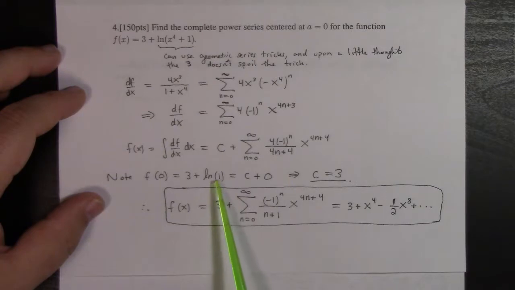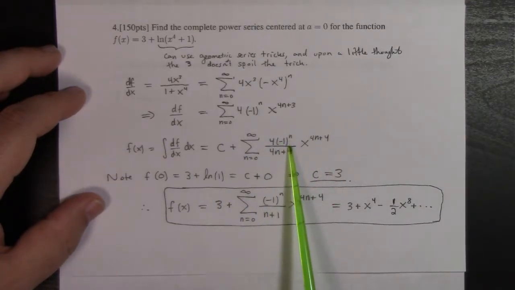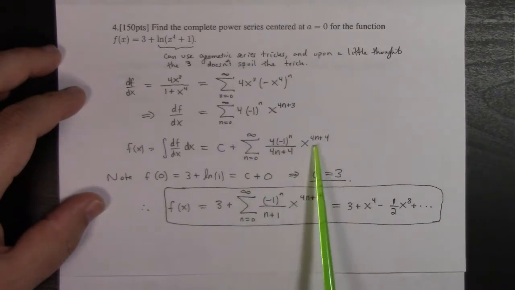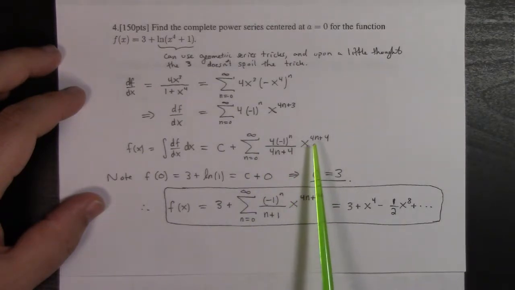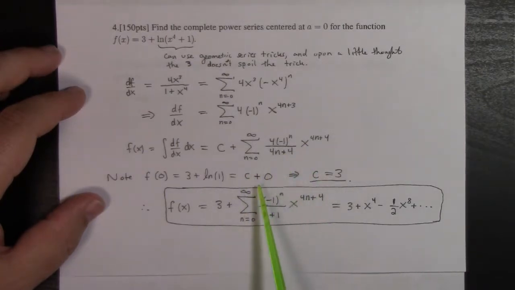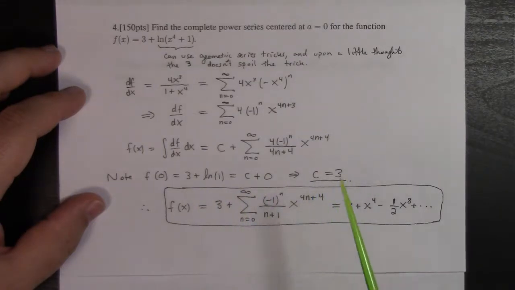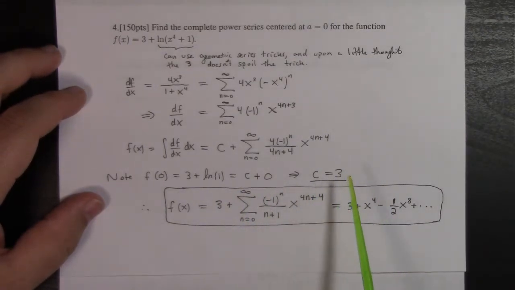I get 3 plus the natural log of 1 is equal to c plus. These are 0 because I've got x equals to the 4th or 8th or so forth power. These all evaluate to 0. I plug in x equal to 0, so it just leaves me c plus 0 when I plug it in. Aha, so this time c has to be 3. Finally, at last, we found an example with c non-zero.